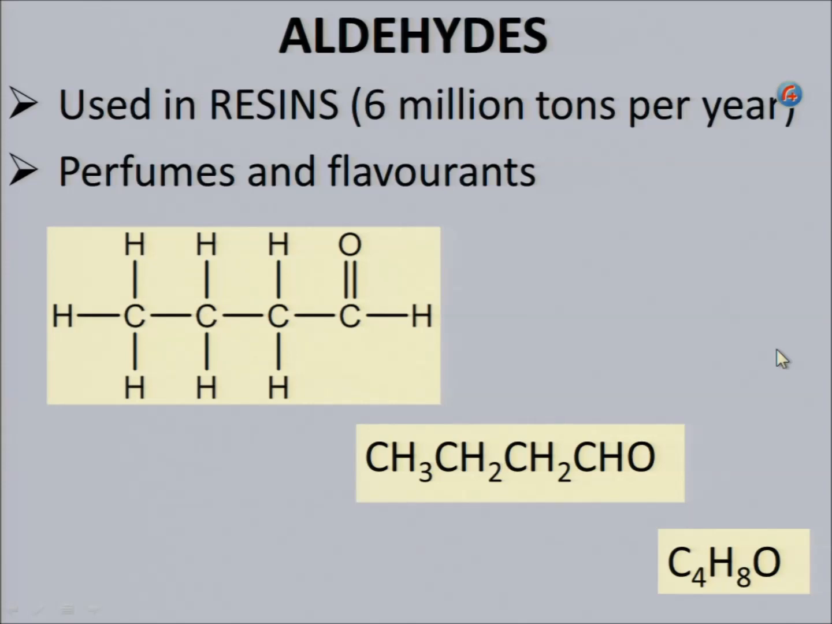Aldehydes are used in resins and they are produced at 6 million tons per year. Also in perfumes and flavorants. Here's an example. This is butanal because it's got 1, 2, 3, 4 carbons. The structural formula, then the condensed structural formula: CH3, CH2, CH2, and then a CHO, which is the clue for you to know that this is an aldehyde. You need to look for the CHO. And then the molecular formula is C4H8O.